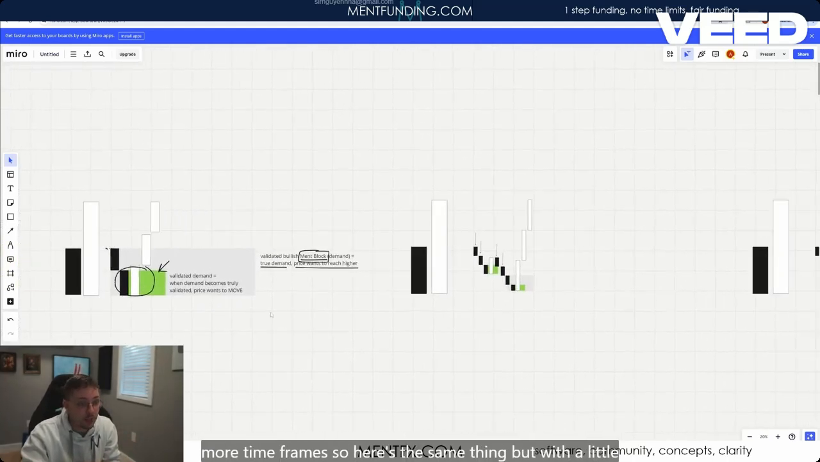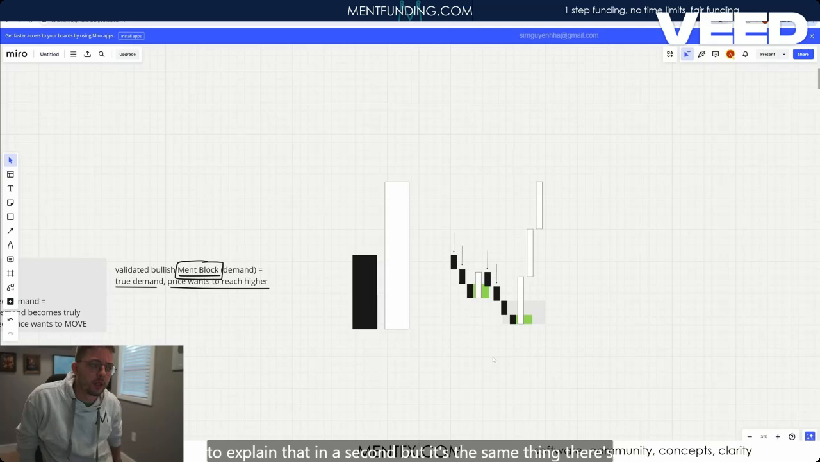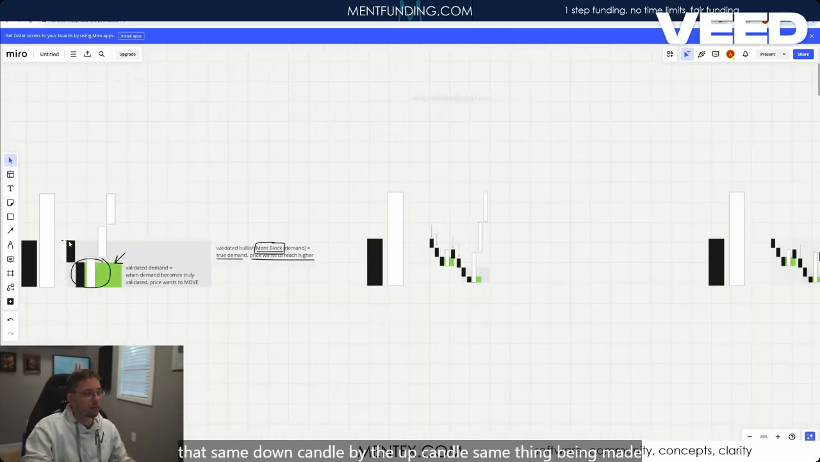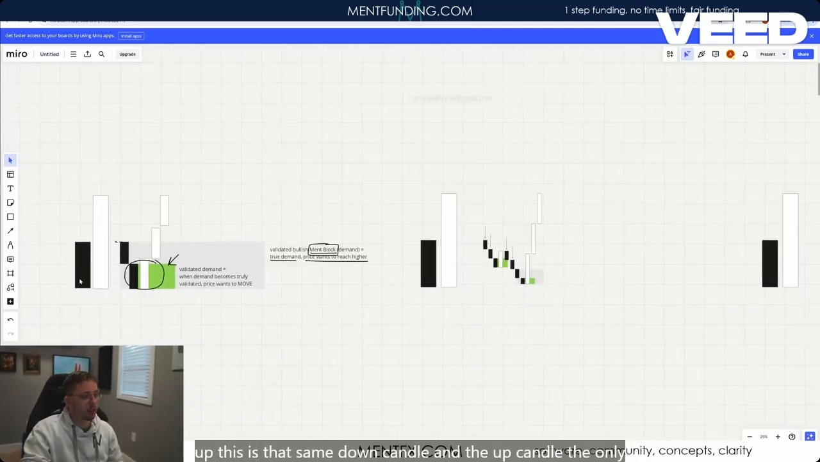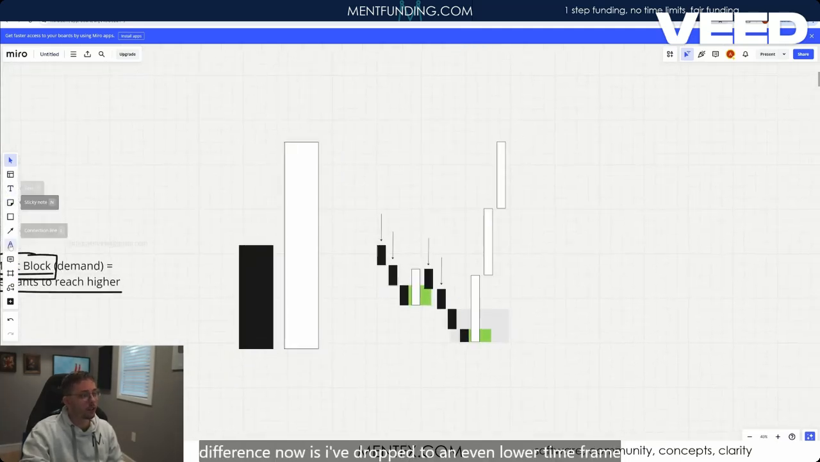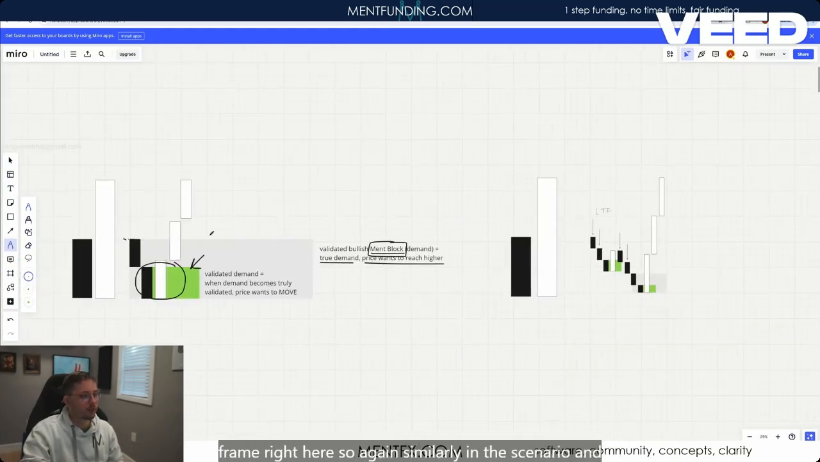So here's the same thing, but with a little bit more interest. And there's some arrows here, so I'm going to explain that in a second. But it's the same thing. There's that same down candle by the up candle, same thing being made up. The only difference now is I've dropped to an even lower time frame than the lowest time frame that we looked at right here.